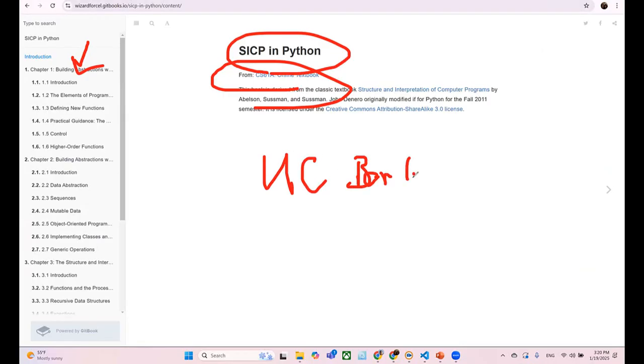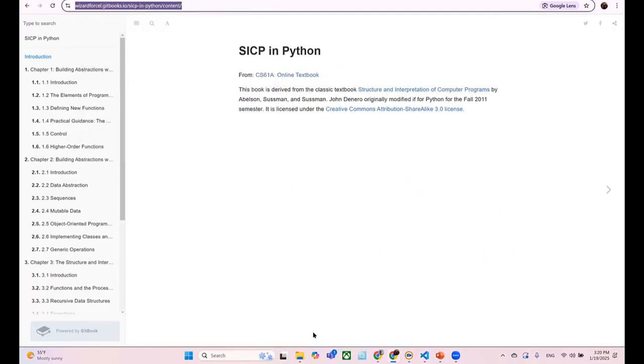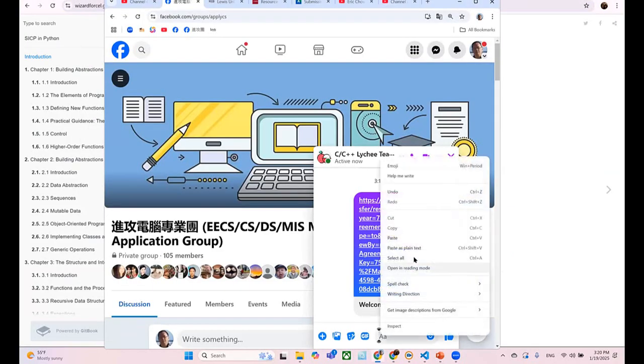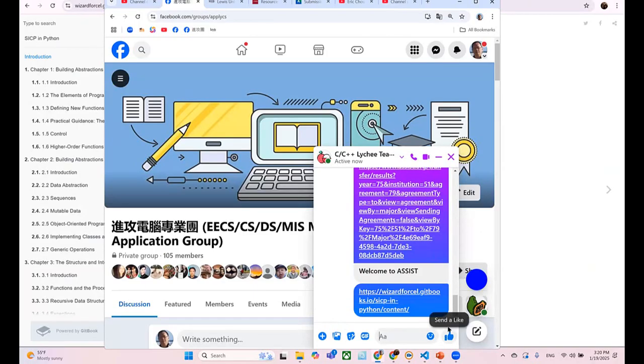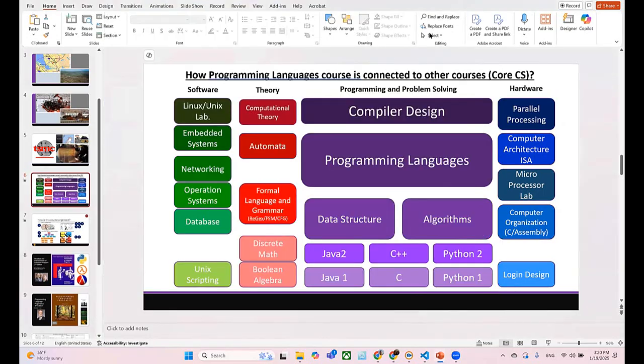So this is exactly the UC Berkeley version of the Structure and Interpretation of Computer Programs. This is a textbook. Let me show you. This is CS61A's textbook. And what does this have to do with our program? Basically, that's the purpose of this programming course here, level 4. And this is Berkeley CS61A, the first semester course.